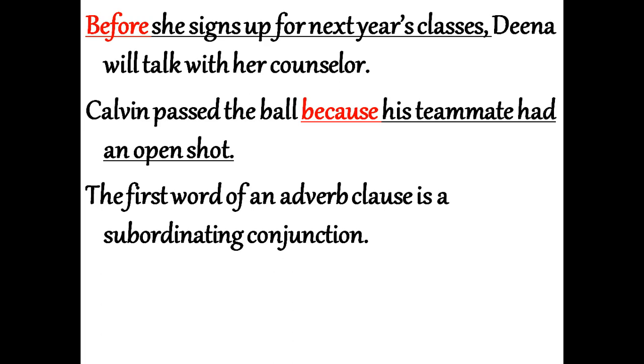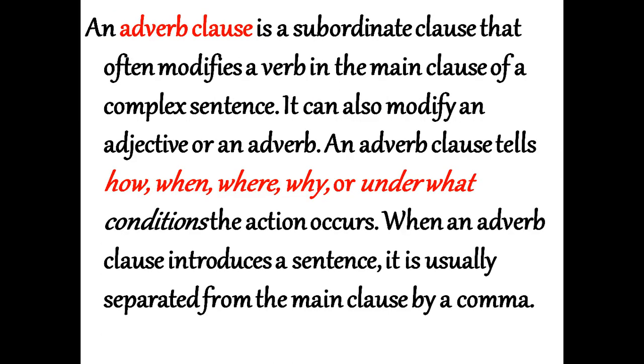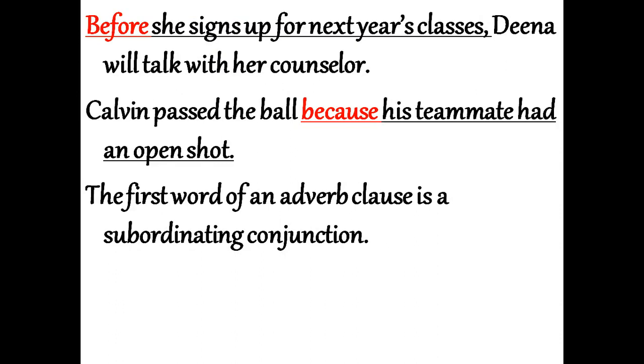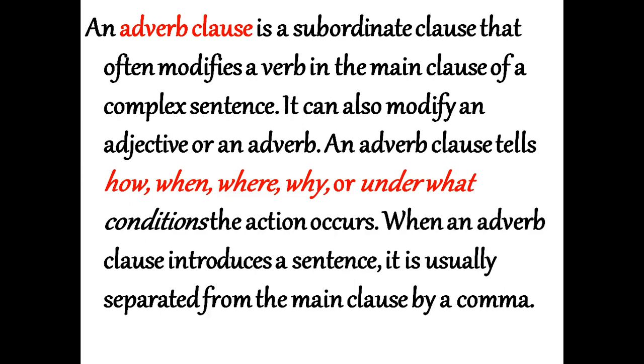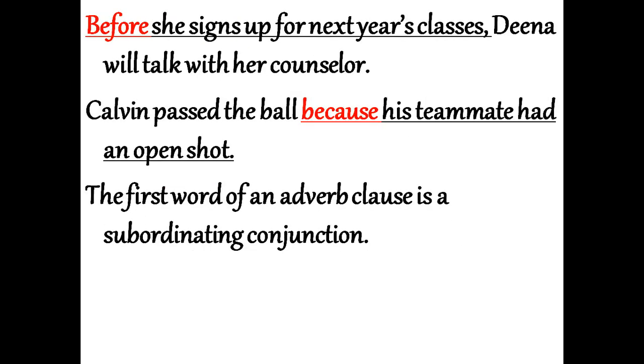So the underlined part of the sentence is the adverb clause, the subordinate clause. A subordinate clause is also called a dependent clause because it depends upon the first one. Example number 2, Calvin passed the ball because his teammate had an open shot.